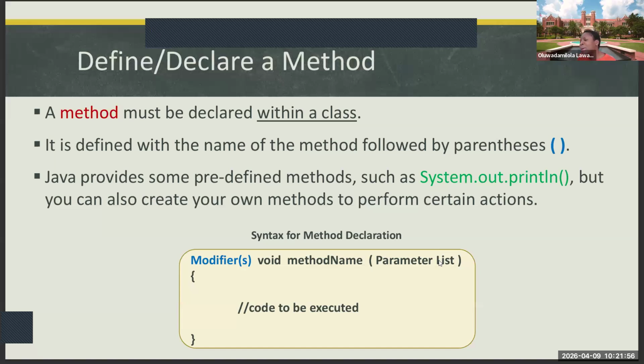And of course, our parameter list. We've talked about parameter list. We've talked about in terms of maths, the square root, into it we have our base and the power. So what is the parameter here? These are often optional, depending on the kind of function we want to perform.